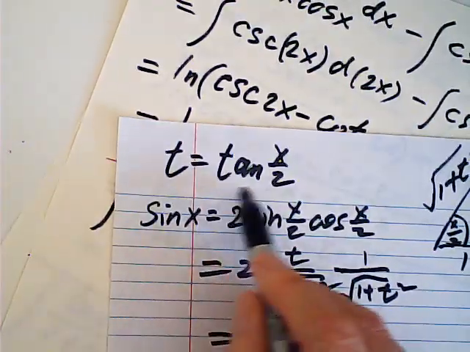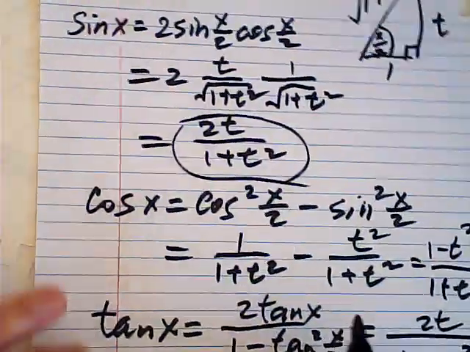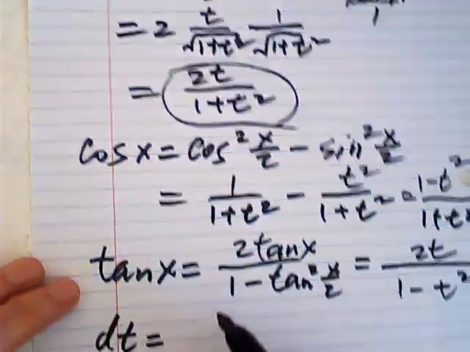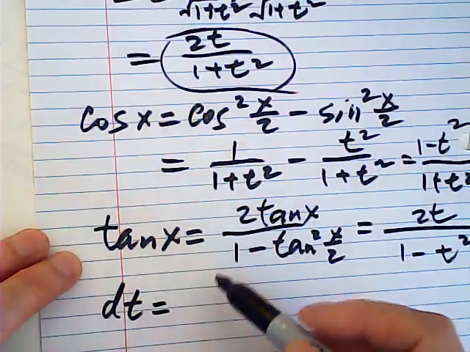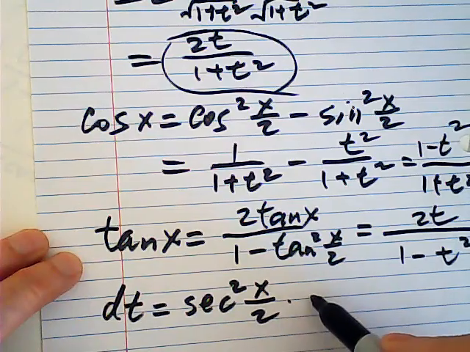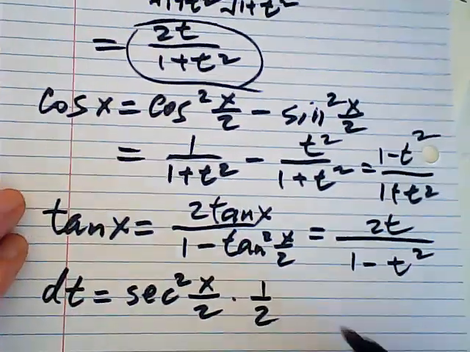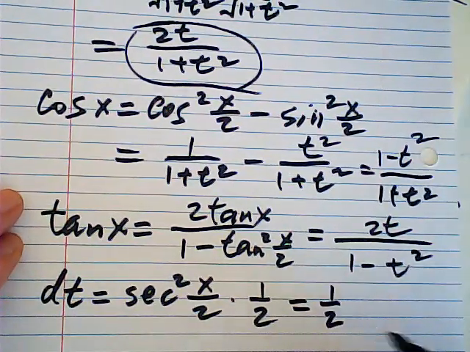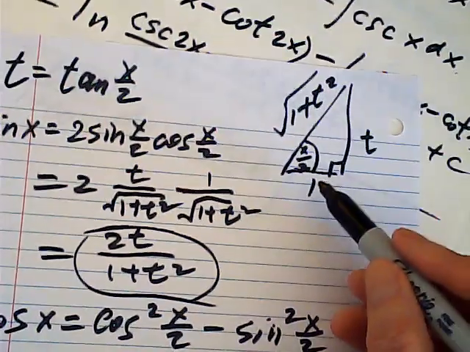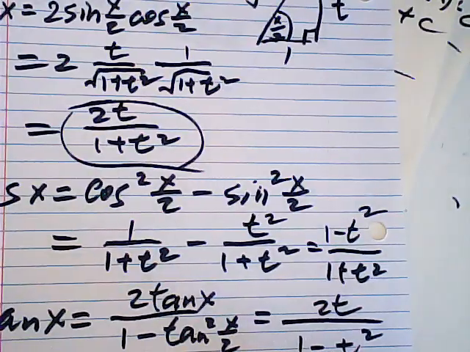Now finally we have a dt. We take a derivative on both sides. So dt is equal to, derivative of tangent is secant squared half x times half, right? So this is equal to 1/2 secant squared half x. Secant squared is this squared, right? So this is 1 over 1 plus t squared.